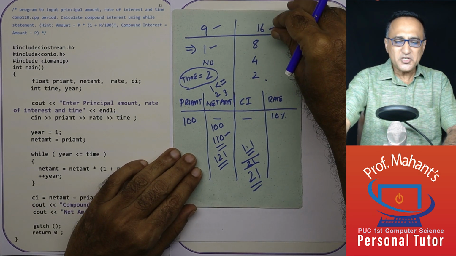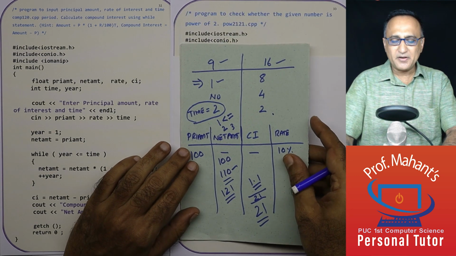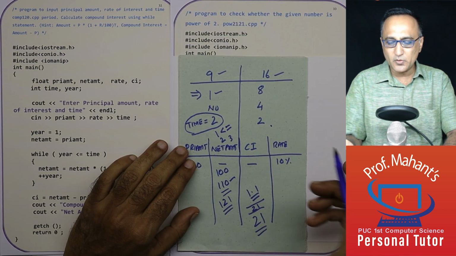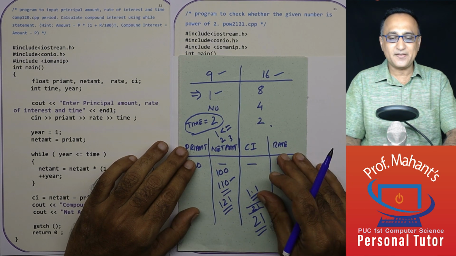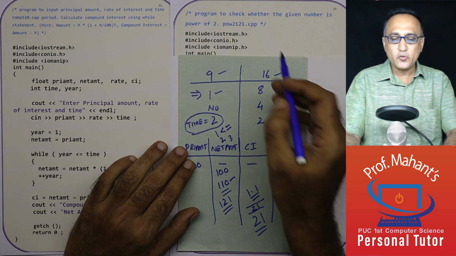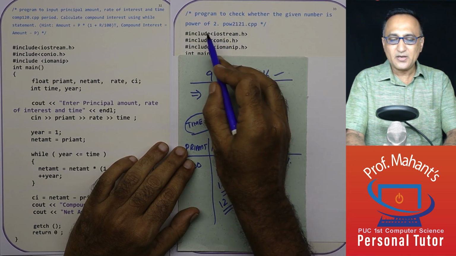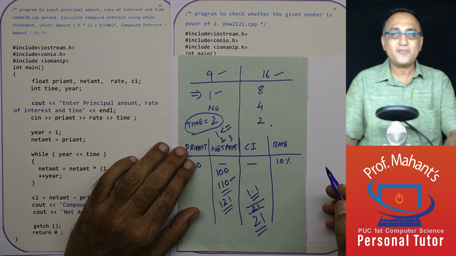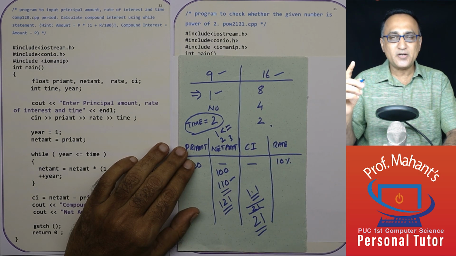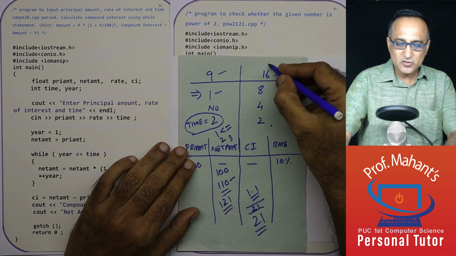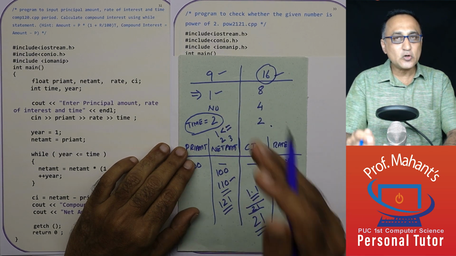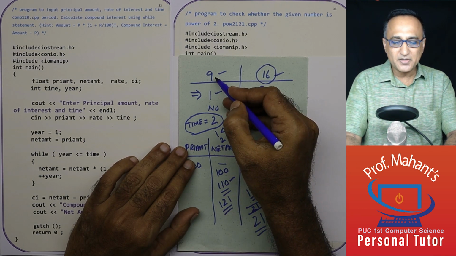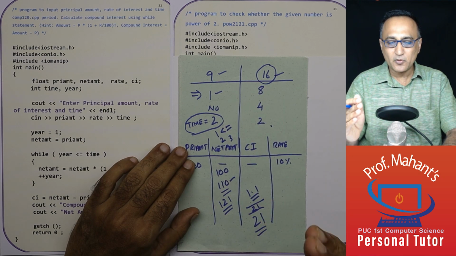Now we shall take a look at another problem. Let me try to help you understand it before we jump into solving that problem. Let's say I have a number 9 and one more number, 16. What this program is expecting me to do is check whether a given number is a power of 2. 2 raised to 0 is 1, 2 raised to 2 is 4, 2 raised to 3 is 8, 2 raised to 4 is 16. So this number is a power of 2, whereas 9 is not. So for 9, it should say 9 does not belong to the power of 2.